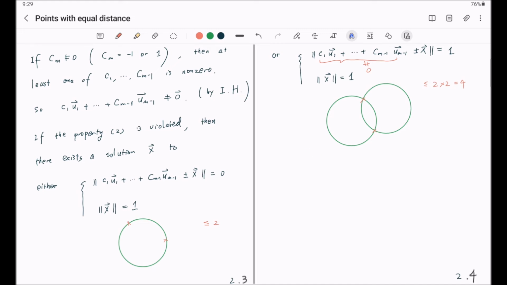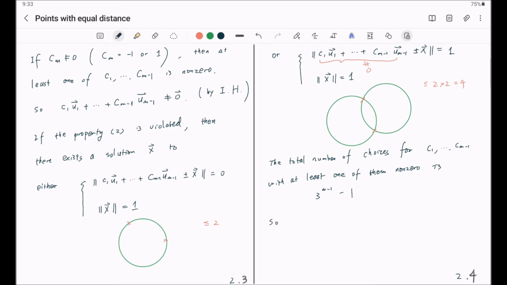That is just for one instance of C1 through Cn-1, with at least one of them being non-zero. And because each C sub I can be -1, 0, or 1, the total number of choices for C1 through C sub n-1, with at least one of them being non-zero, is 3 raised to the power n-1 minus 1. That one case is a case when all of them are equal to 0.